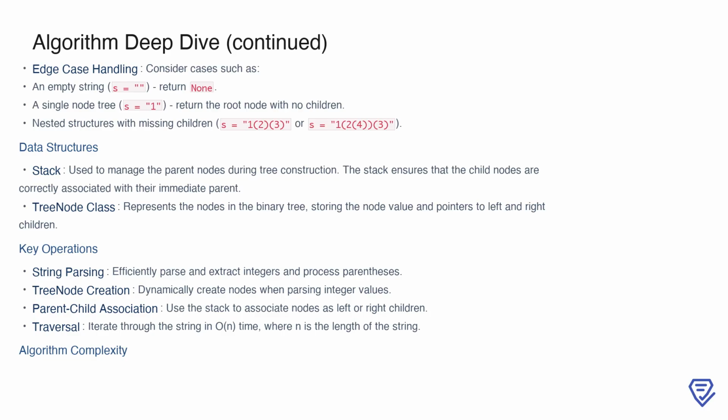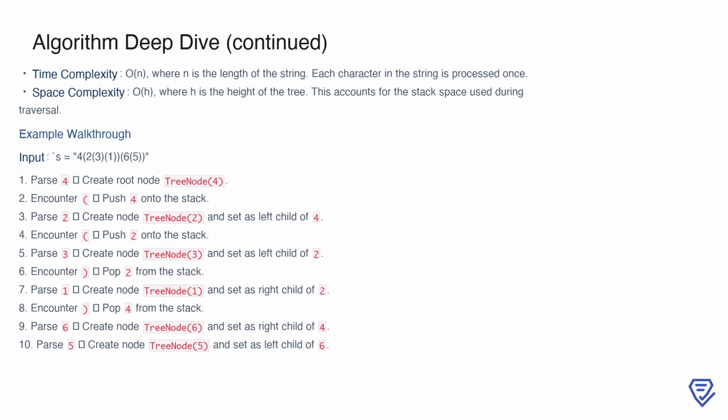By iterating through the string in linear time, O(n), we ensure the algorithm is efficient. The algorithm operates with a time complexity of O(n), where n is the length of the string. Each character in the string is processed exactly once, making the traversal efficient. The space complexity is O(h), where h is the height of the tree, as the stack requires space proportional to the depth of the tree being constructed.